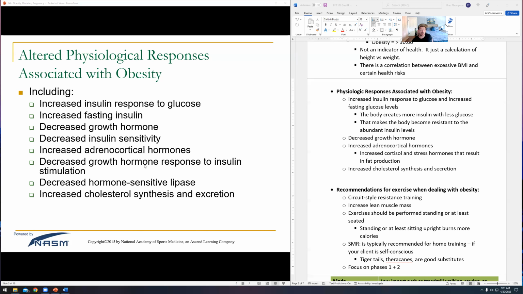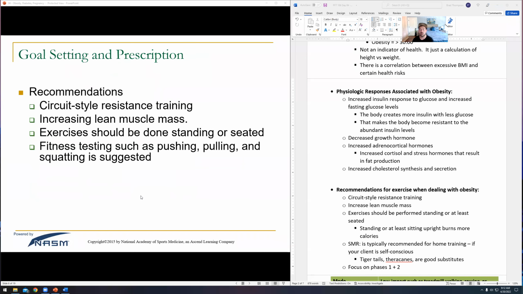We'll also see a decreased hormone sensitive lipase. That's how your body burns fat, so it actually gets worse at burning fat. And then we also see, and this is probably one of the most dangerous ones, increased cholesterol synthesis. Your body will make more cholesterol, particularly low density cholesterol. That's why obesity is particularly associated with hyperlipidemia, or high cholesterol, where your blood vessels build up cholesterol on the walls until eventually it's a much smaller tube, and now the blood pressure is much higher, and that has all kinds of problems.